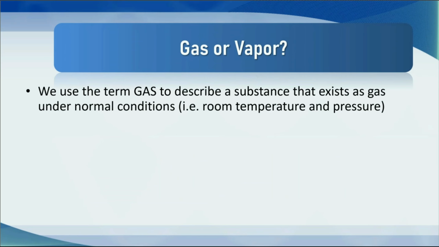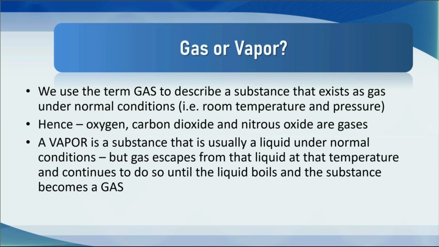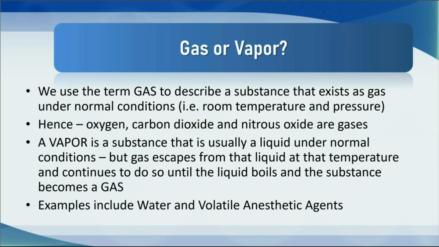We use the term gas to describe a substance that exists as gas under normal conditions, that's room temperature and room pressure. Hence, oxygen, carbon dioxide, and nitrous oxide are gases. A vapor is a substance that is usually a liquid under normal conditions, but gas escapes from the liquid at that temperature and continues to do so until the liquid boils and the substance becomes fully a gas. Examples of this, of course, are water, but in this tutorial, we're looking at volatile agents.